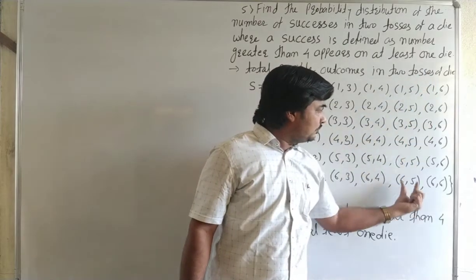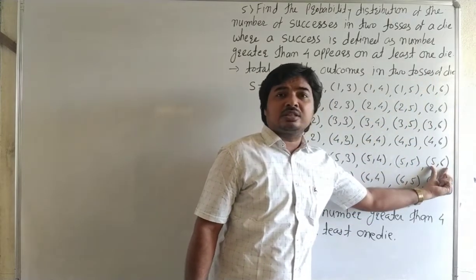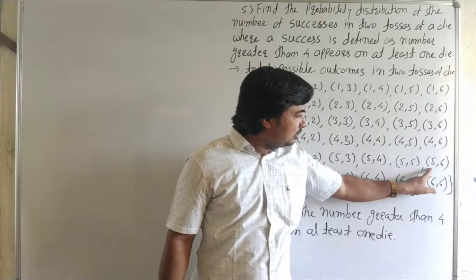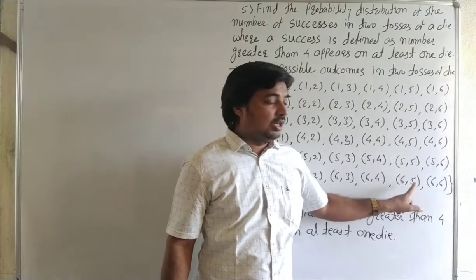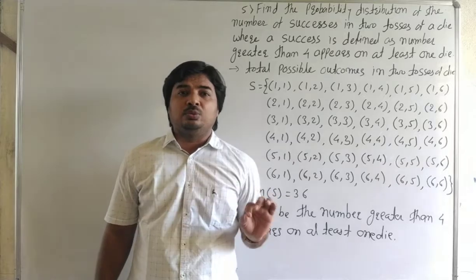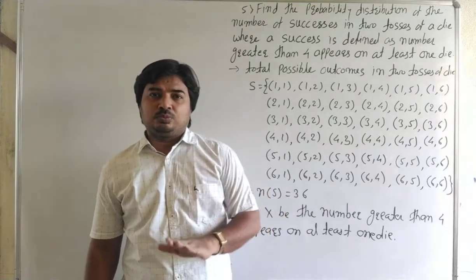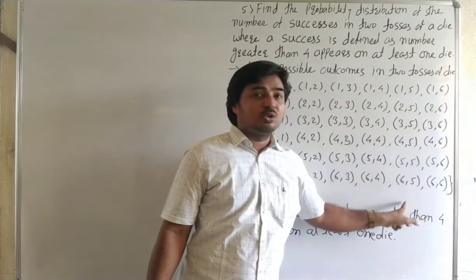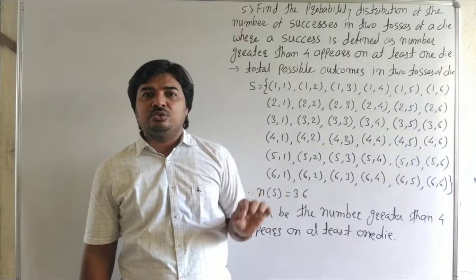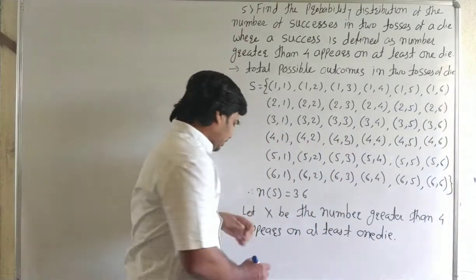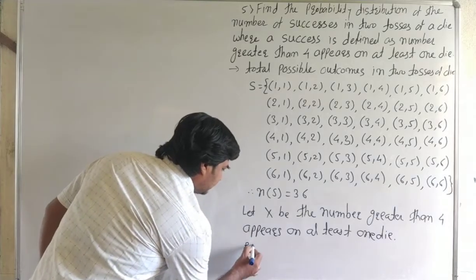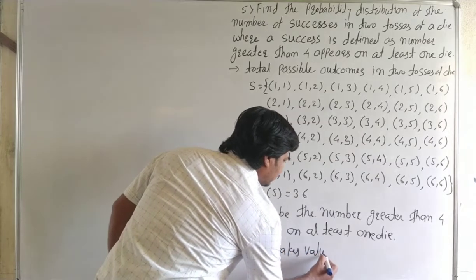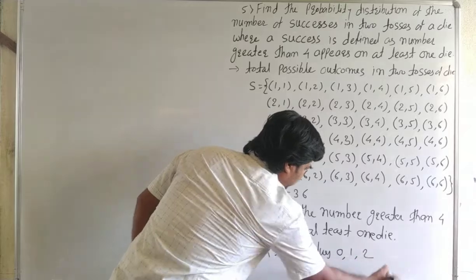Now see carefully this. Here it is 5 comma 5, and 5 comma 6. That means both numbers are greater than 4. That means the random variable x takes value 0, 1 or 2. Here it is 0, here it is 1, and here it is 2. Therefore the random variable x takes values 0, 1 or 2.